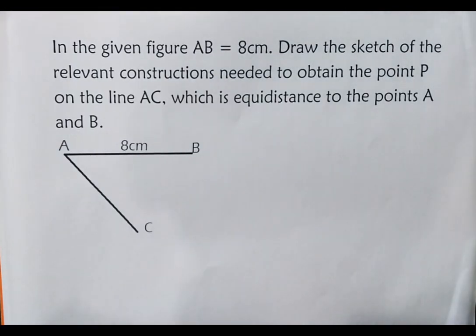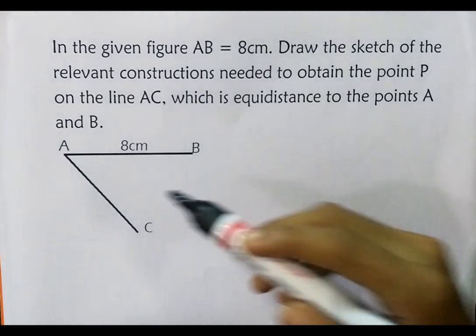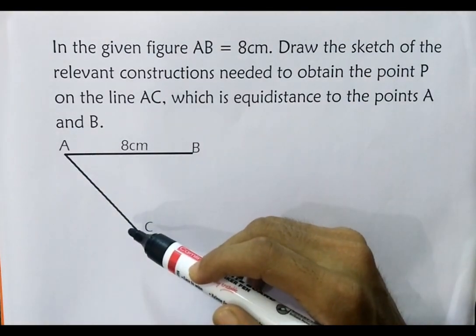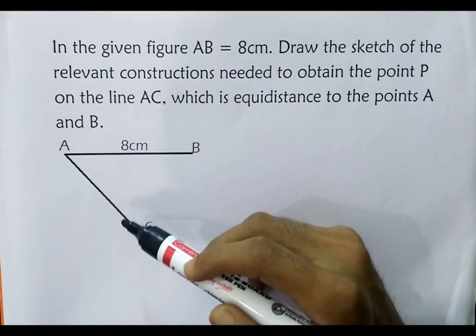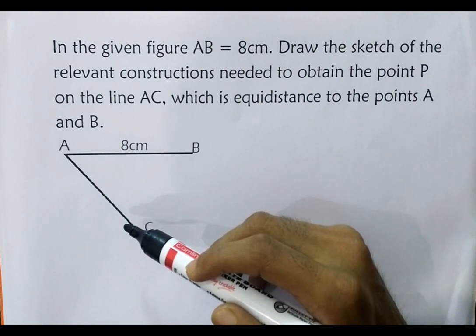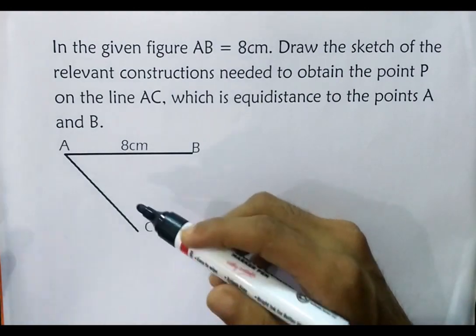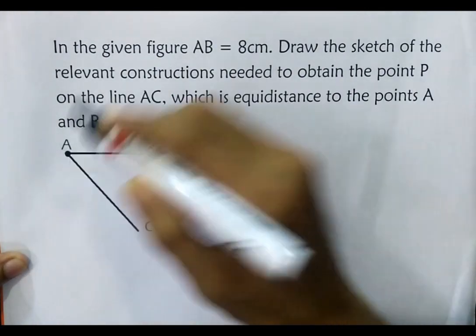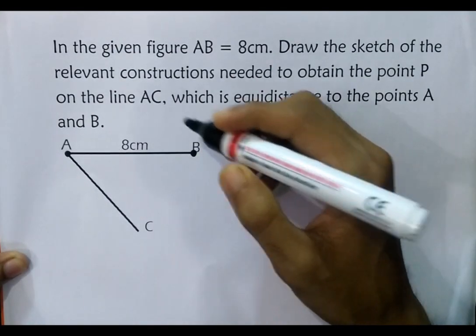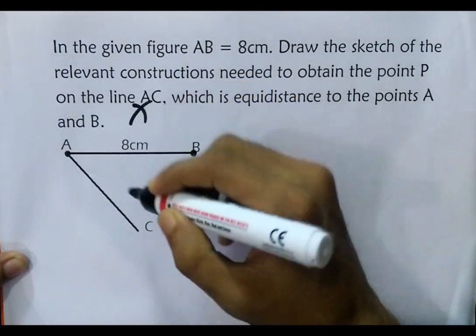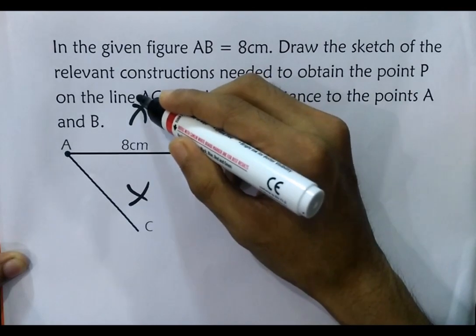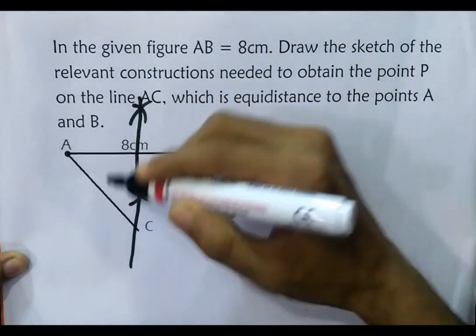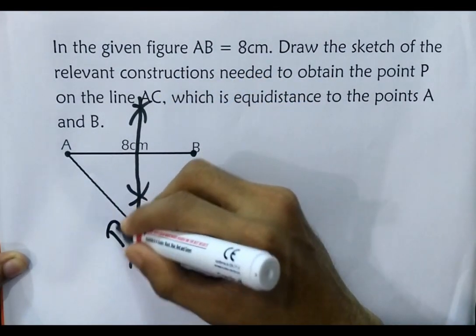So now moving to the last question. In the given figure, AB is 8 cm. Draw the sketch of the relevant construction needed to obtain the point P on the line AC. So on the line AC we have to take one point P. So how to take that? It should be equidistant to the points A and B. If they say equidistant from 2 points, then what we have to do is just construct the perpendicular bisector. And now we'll join them and extend. So here is the P as well.